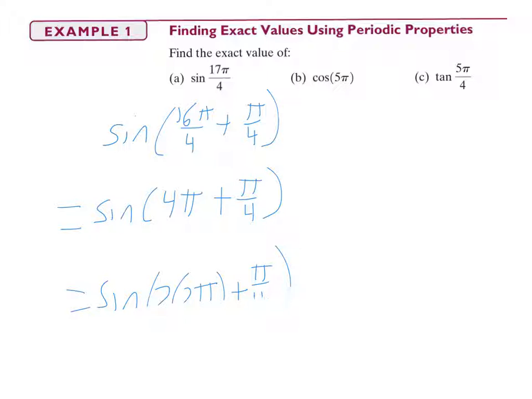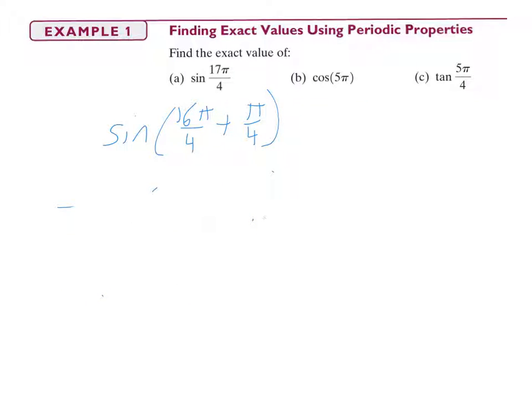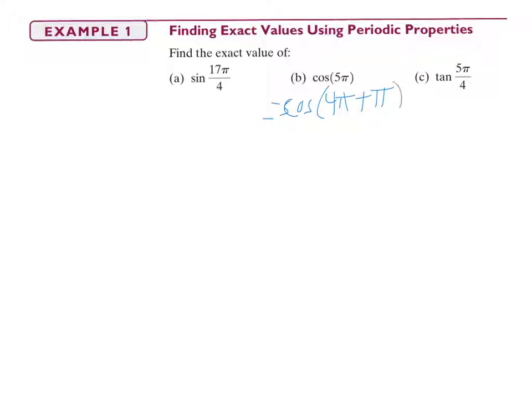Now let me erase that so I can have room to write part B on. So, cosine of 5 pi. That would just be cosine of 4 pi plus pi. Cosine of 4 pi is just 2 periods, so that's just equal to cosine of pi. Cosine of pi is just negative 1.